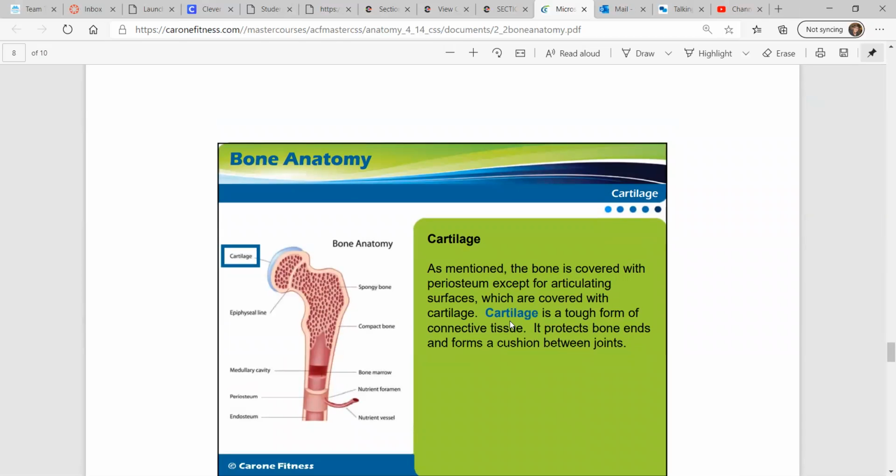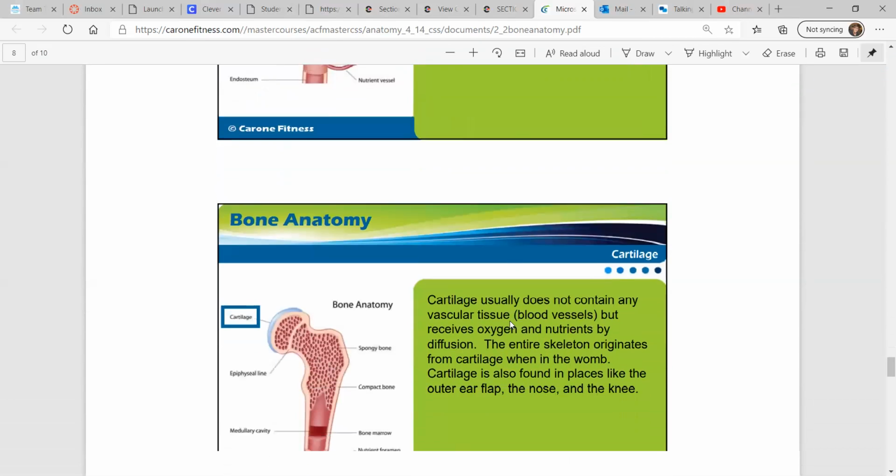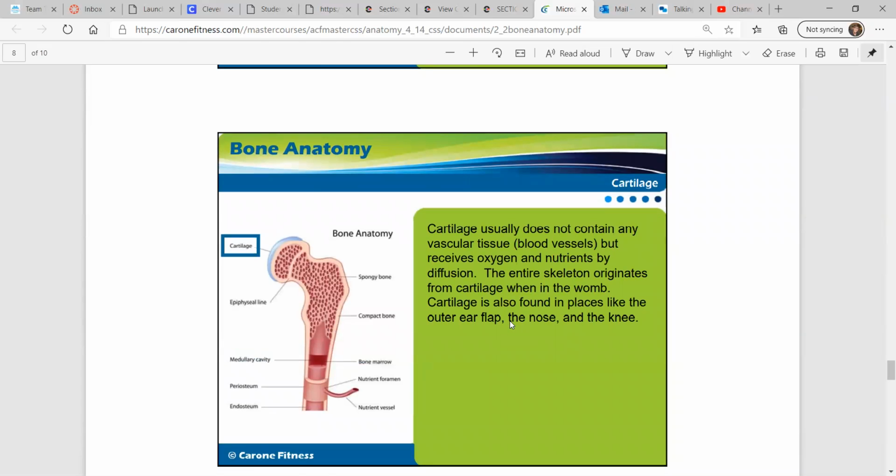Cartilage is a tough form of connective tissue. It protects bone ends and forms a cushion between your joints. Cartilage usually does not contain any vascular tissue, blood vessels, but receives oxygen and nutrients by diffusion. The entire skeleton originates from cartilage when in the womb. Cartilage is also found in places like the outer ear flap, the nose, and the knee.